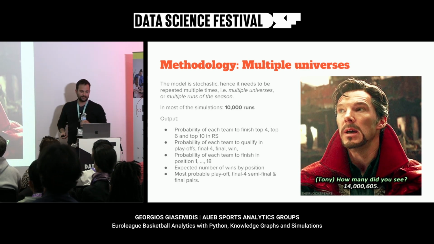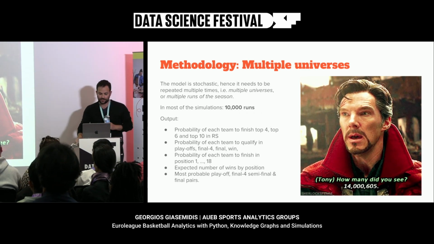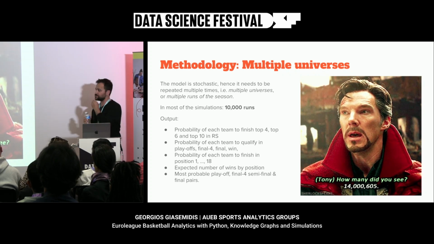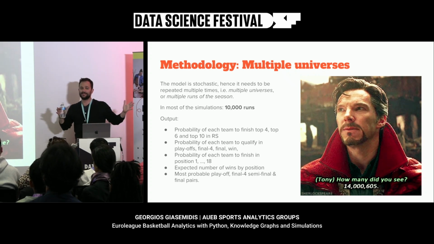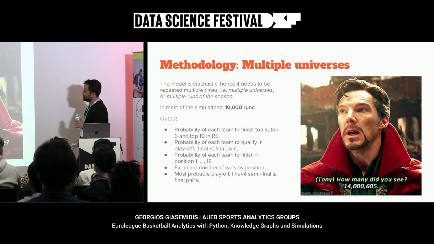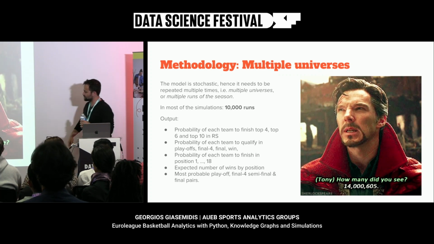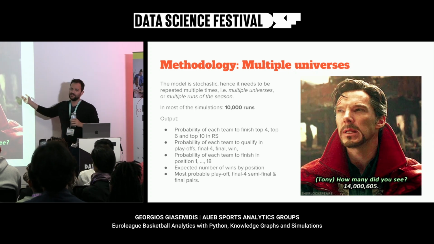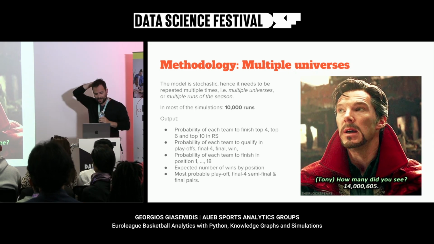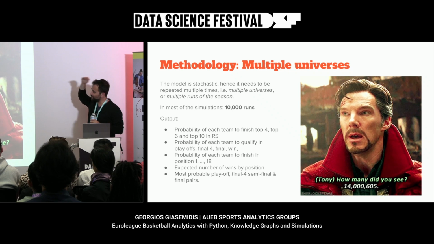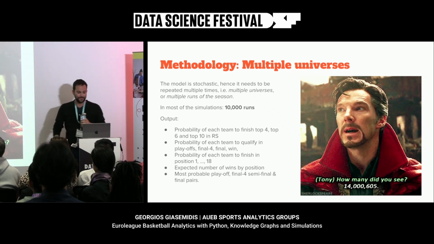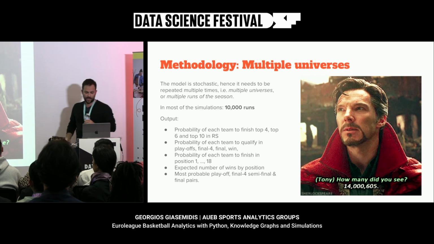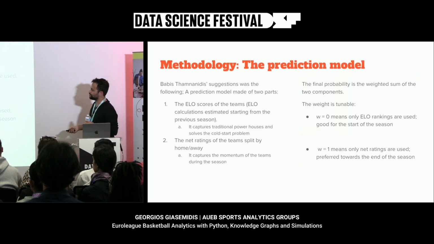But as I said, the model is stochastic, so we need to repeat it multiple times, meaning multiple universes or multiple runs of the season, not just one instance. If you think of Dr. Strange, he was asked how many alternative universes he saw. He said 14 million. How many did we win? He said 1. So in all simulations, we run 10,000 runs. I'll explain the output format in the next slides.